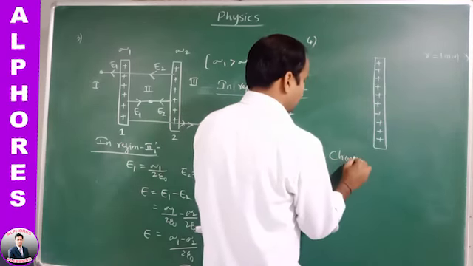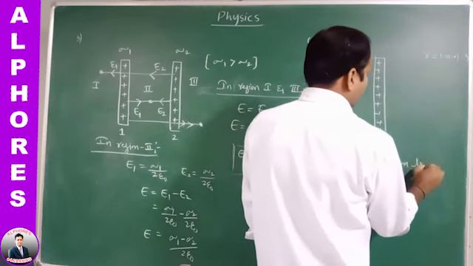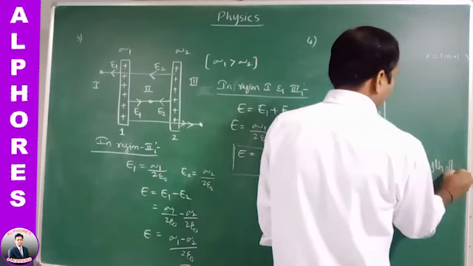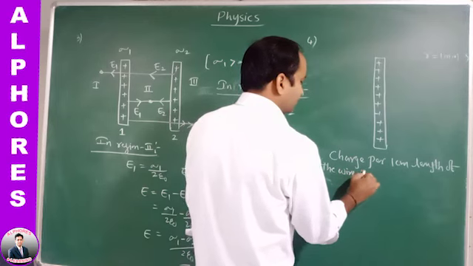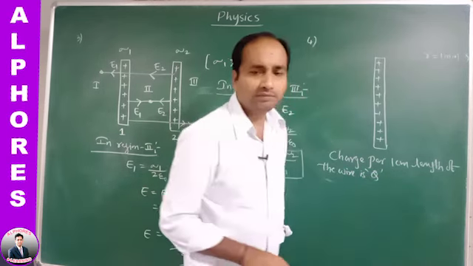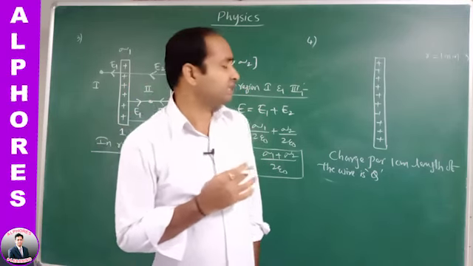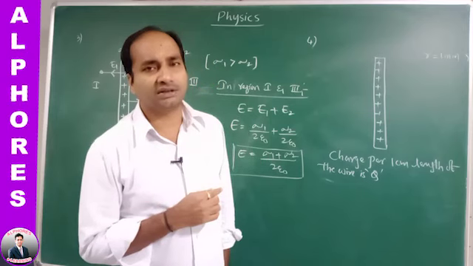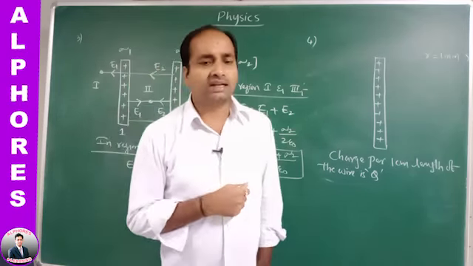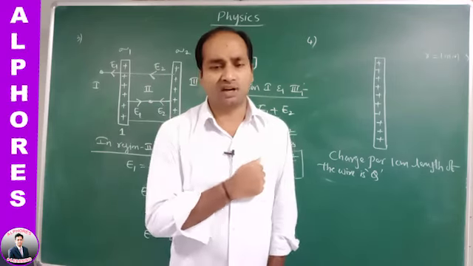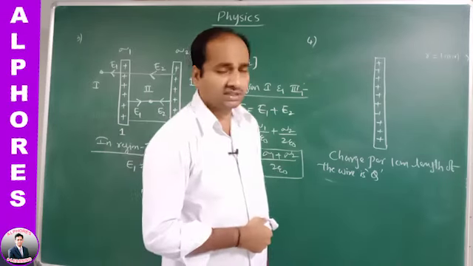Charge per 1 centimeter length of the wire is Q. Okay. Suppose a cylindrical surface of radius 50 centimeters and length 1 meter symmetrically encloses this wire. Then what is the total electric flux passing through the cylindrical surface?